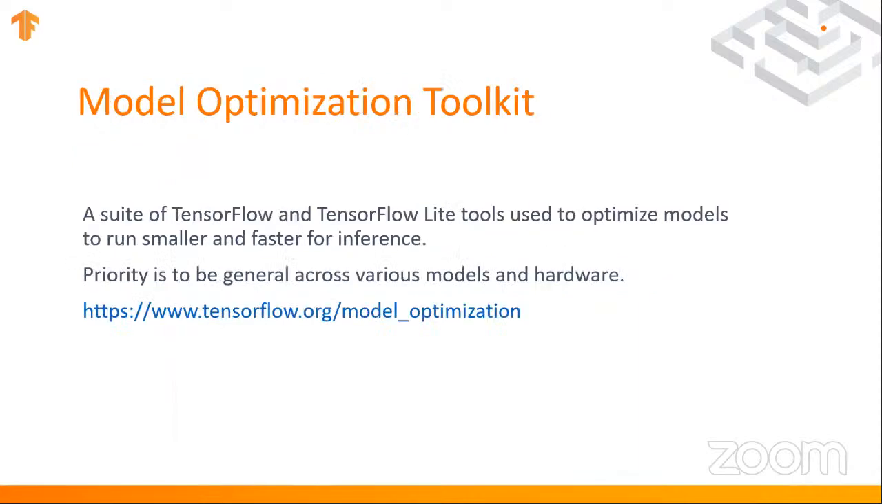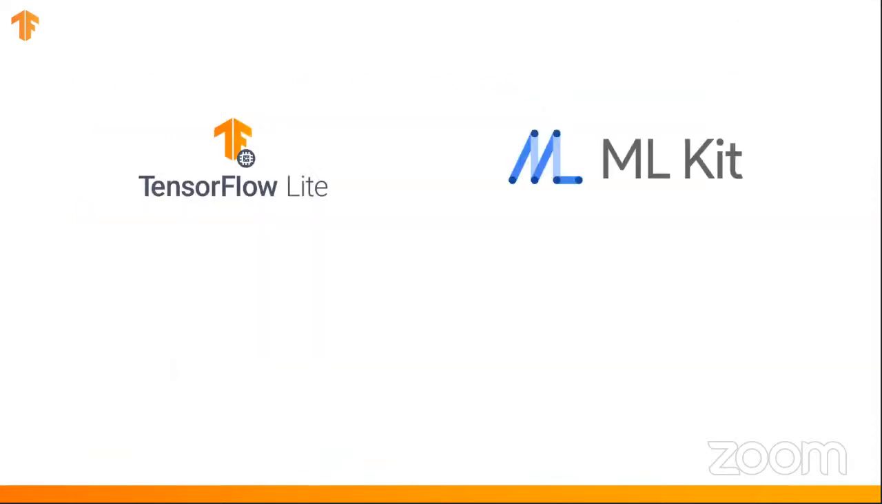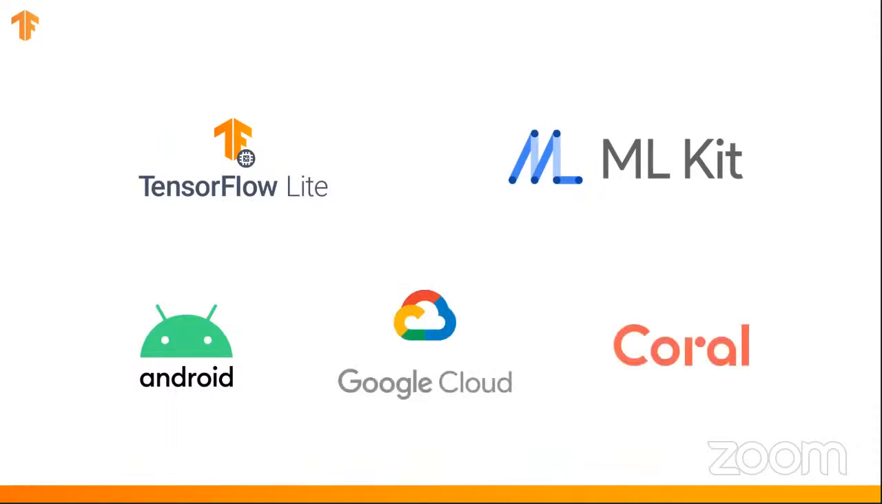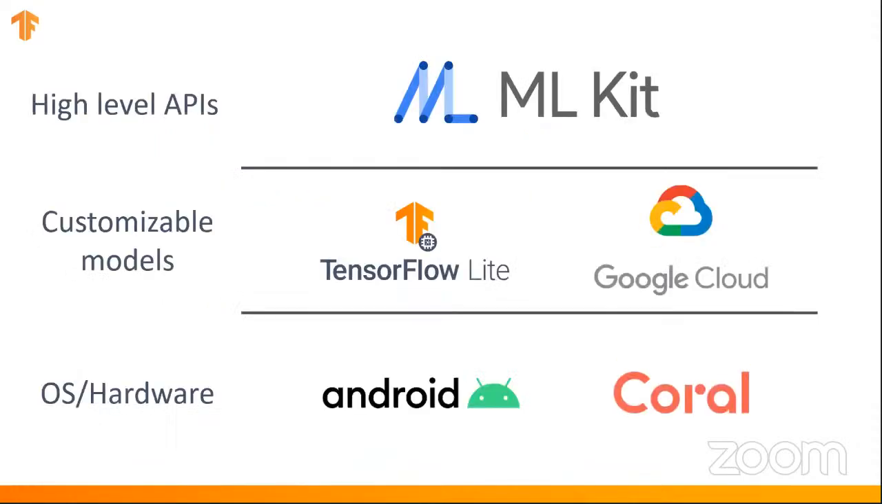And TensorFlow offers a suite of optimization toolkits. If you see, we have TensorFlow Lite, ML Kit, Android, Google Cloud, and Coral. Everything is for a different purpose. ML Kit offers very high-level APIs. It is not that customizable, but a few services are already there that you can use right away. And for customizable models, you can develop them with TensorFlow Lite, or else you can deploy them on Google Cloud and make use of them.